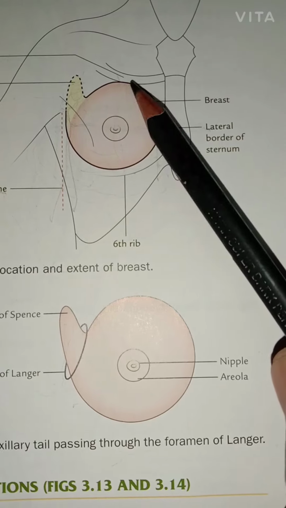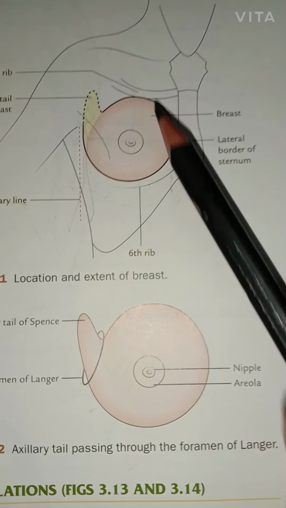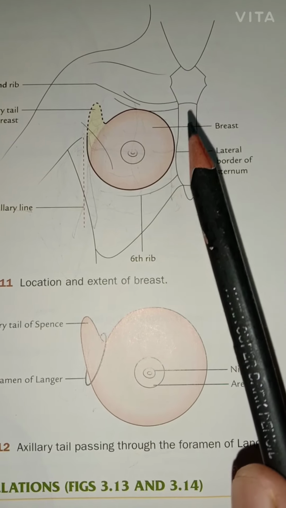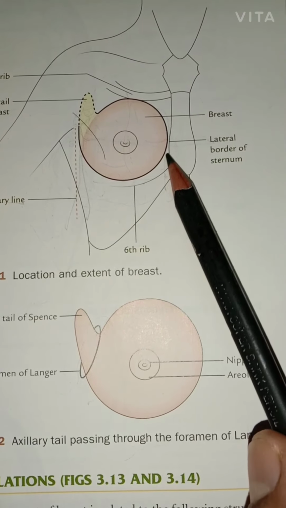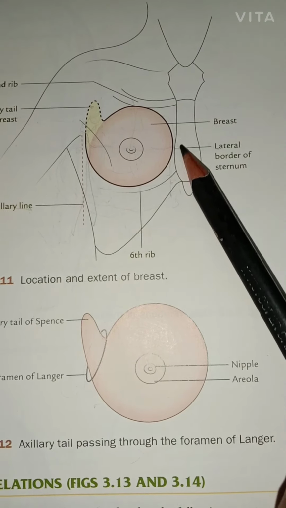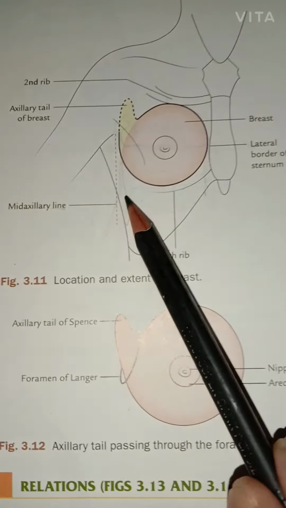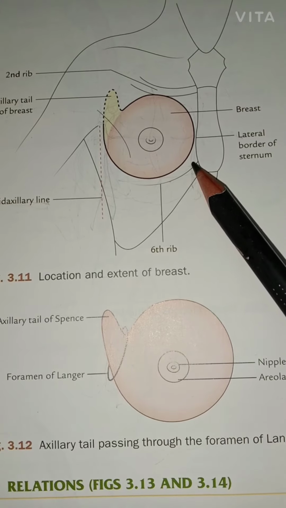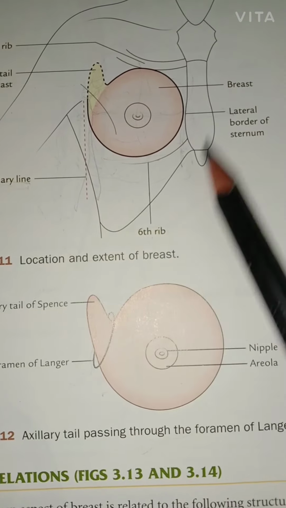Vertically it extends from the second rib to the sixth rib, and horizontally it extends from the lateral border of the sternum to the mid axillary line. So here you can see the mid axillary line, and that is the lateral border of the sternum. Okay, then the deep relation.